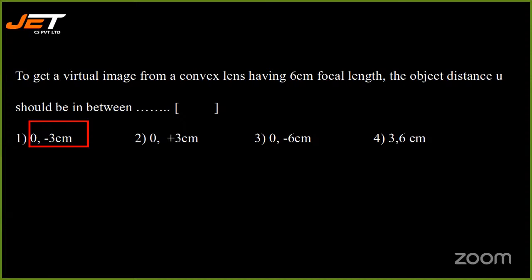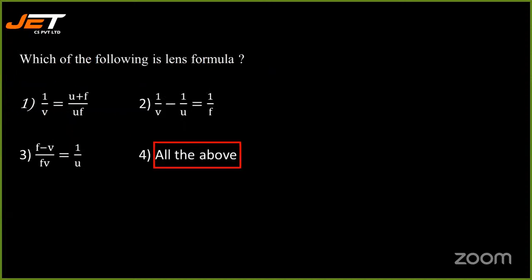So why is it minus 3 centimeters? That is because we are coming from the left side of the lens. The left side of the lens is taken as negative and the right side of the lens is taken as positive. So because we are putting our object on the left side of the lens, you will get minus 3 centimeters. So that is why.